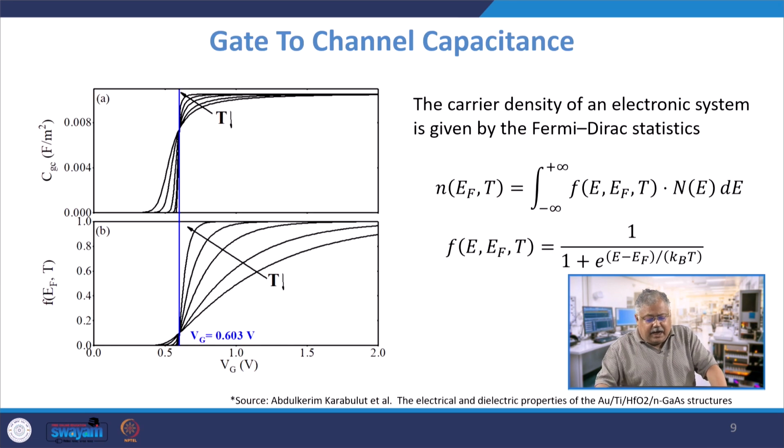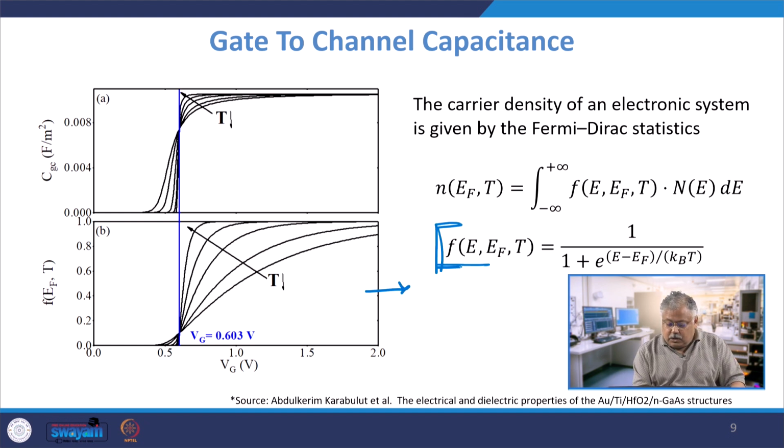Now, what you have plotted is basically gate to channel capacitance, right. On the left hand side graph, this is gate to channel capacitance with respect to gate voltage, and we have plotted for various values of temperature. The lower one is basically the Fermi potential, which is this one, right. As I told you, at E equals EF, I will get this whole function to be equal to 1 by 2, right.